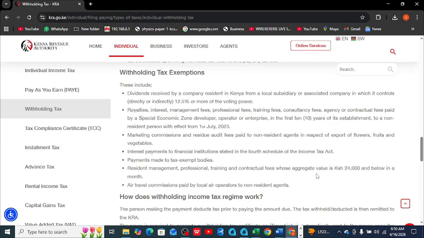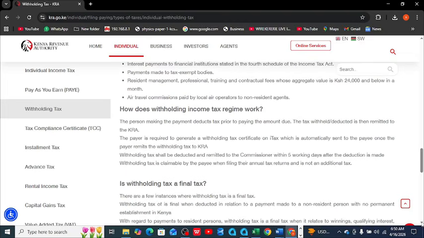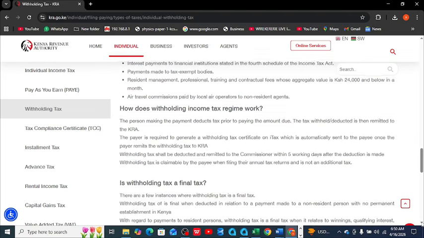There is also another instance: air travel commission paid by local air operators to non-resident agents. You can see that withholding tax exemption favors non-resident individuals, though they get punished when it comes to withholding tax because they pay more. They pay 20% when you are paying 5%, therefore a saving of 15%. So let's continue, and maybe this explains how the withholding tax regime works. I had already explained.